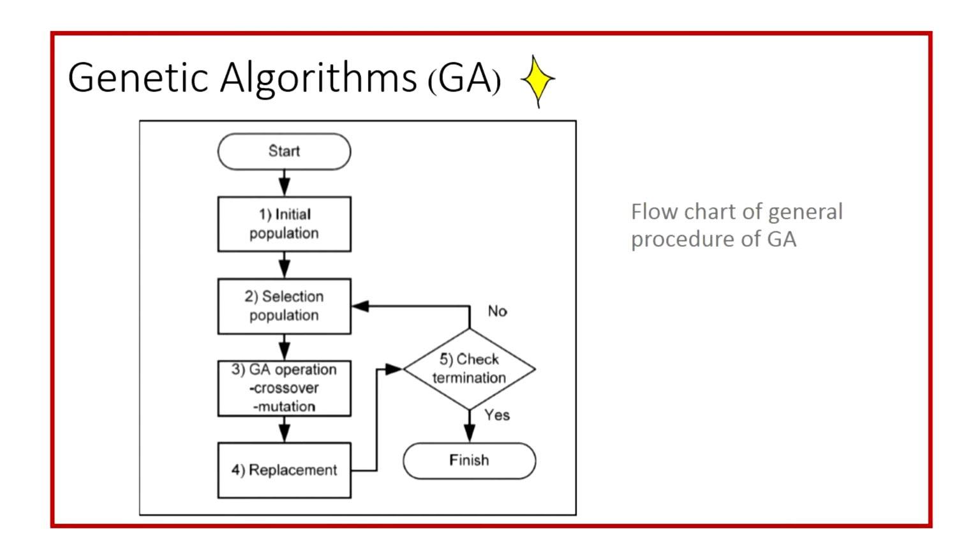If it passes the check termination, then it can go out of the loop and finish. And if it doesn't pass the termination condition, it will go to the selection population again, and then do this loop until it passes the termination condition.